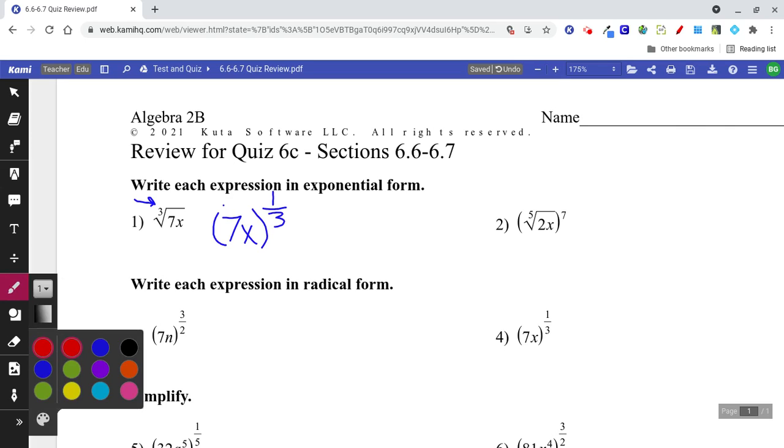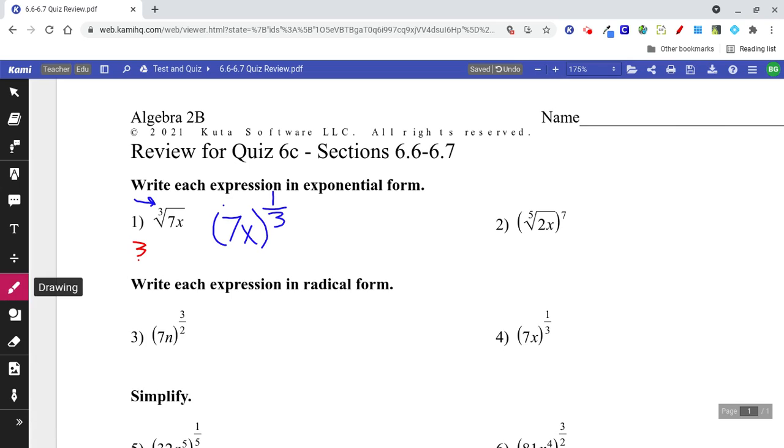Okay, that's all there is to it. Now, if, for instance, you had that same problem, but there was a number out here, like a 2, that would be the numerator. So it'd be the same thing. You'd have 7x here, and you'd have the denominator, but now you'd have a numerator as an exponent.